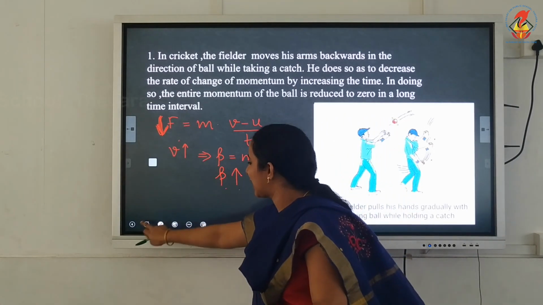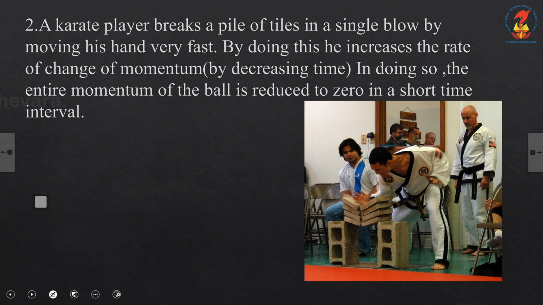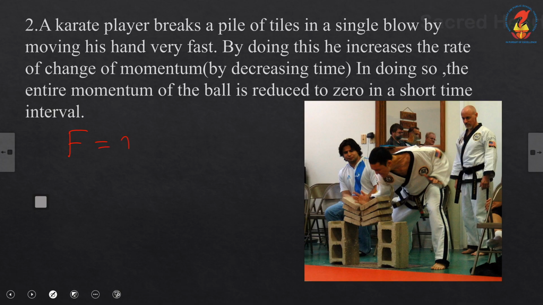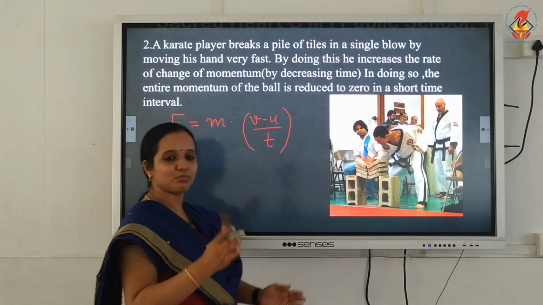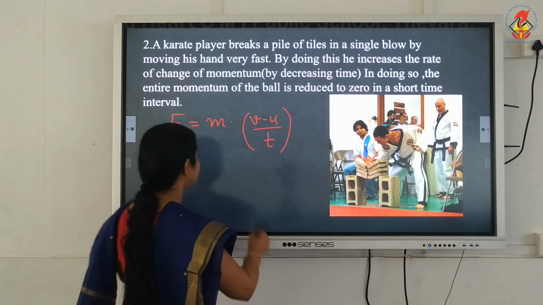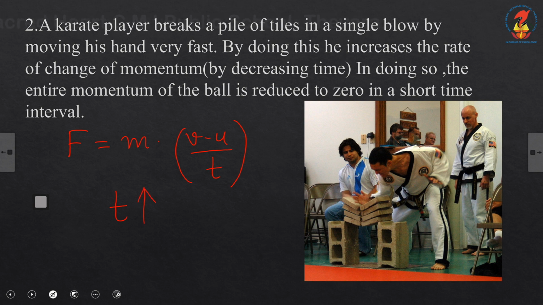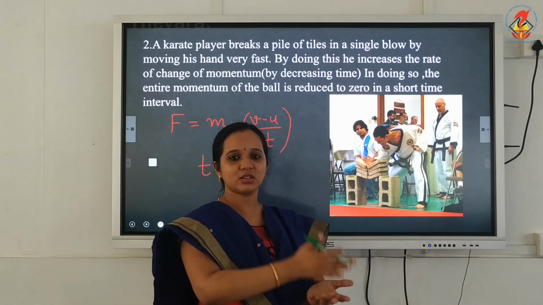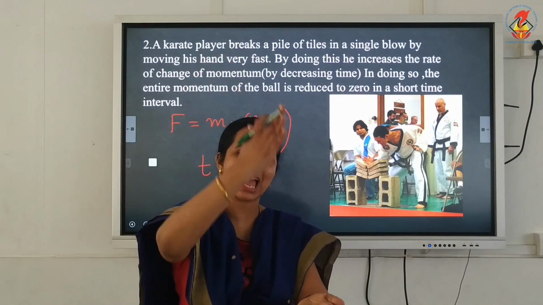Now, the second example is a karate player who breaks a pile of tiles in a single blow by moving his hand faster. Again, using the equation F is equal to m into (v minus u) by t, we can explain this case. He is moving his hand faster, which means the time of contact is reduced.